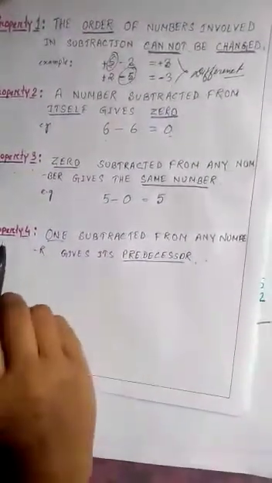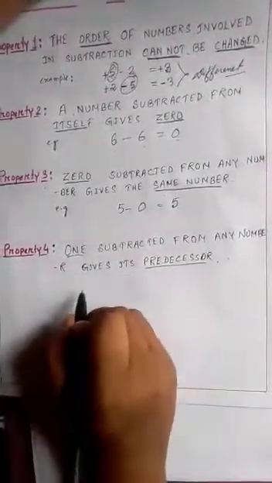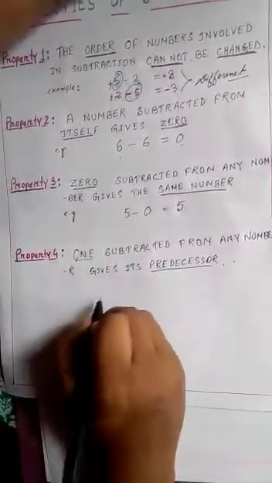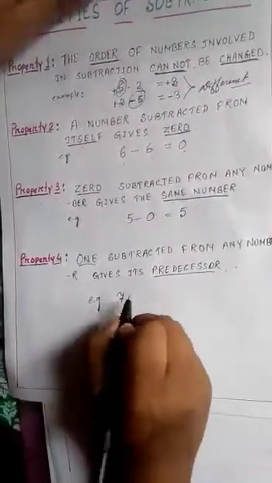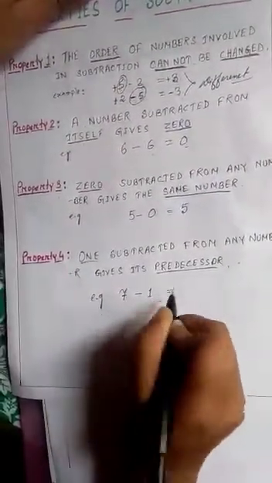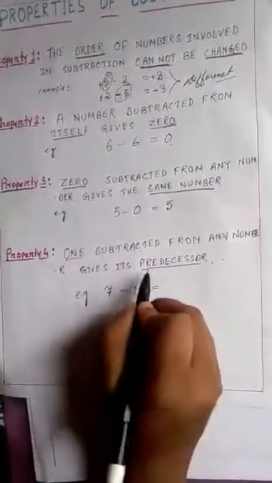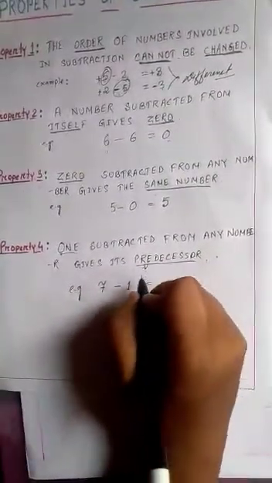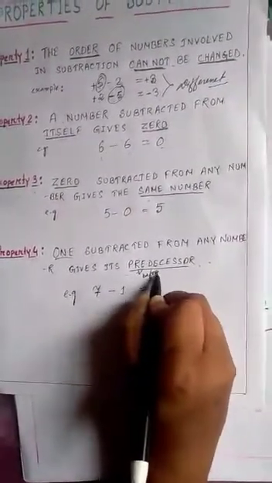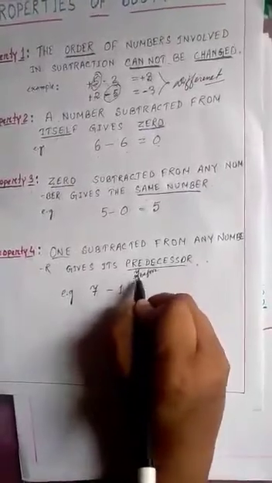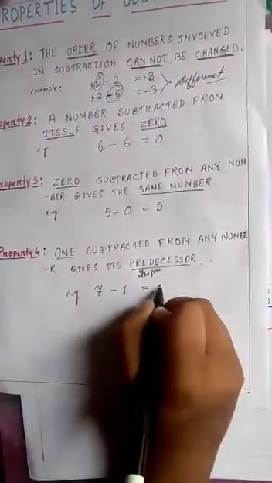Okay students, now property number 4: 1 subtracted from any number gives its predecessor. Suppose I'm taking, for example, 7 minus 1, what will you get? Predecessor means the one just before. I have explained it earlier in our video also. In the addition chapter, successor was there, and predecessor means just before, so we have to subtract 1 from that number.